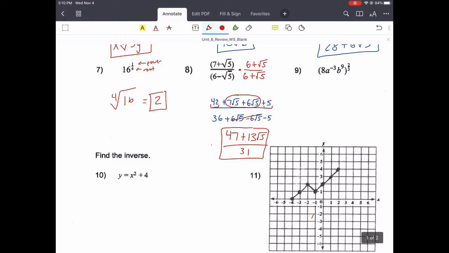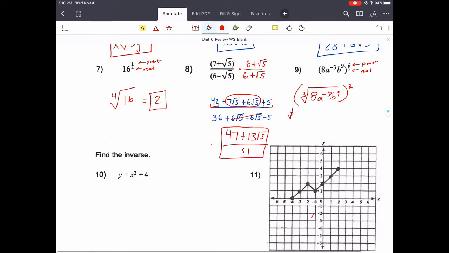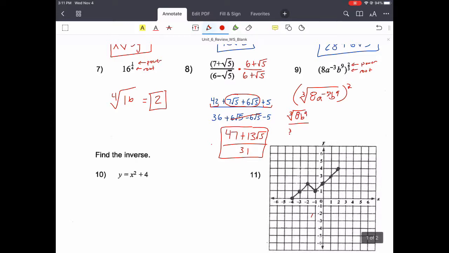For question 9, remember we've got the power and then we've got the index or the root. So we can change this. This is going to be the cube root of 8, a to the negative third, b to the ninth, all of that squared. Oops, my handwriting's a little bad. There we go. We can start to rewrite this. So we've got the cube root of, let's fix that. Cube root of 8, and then we'll say b to the ninth, and we'll drop the a to the negative 3 underneath, so that way we can have a positive exponent, and then all of this is squared.